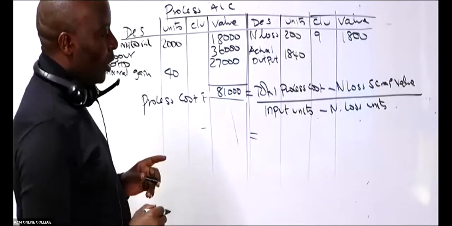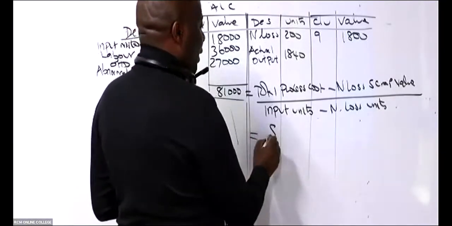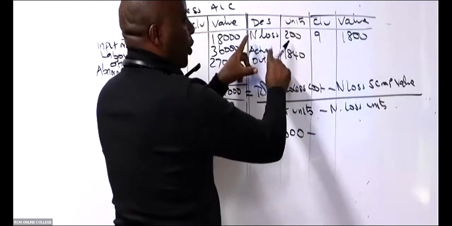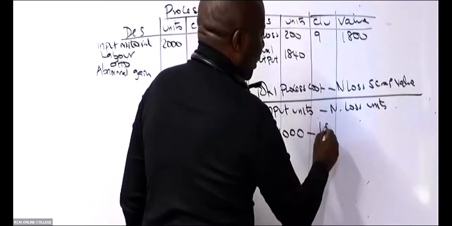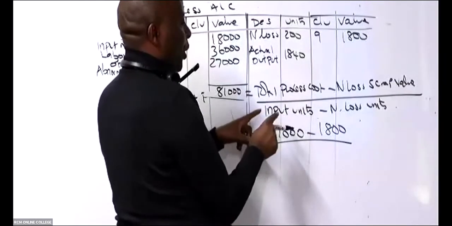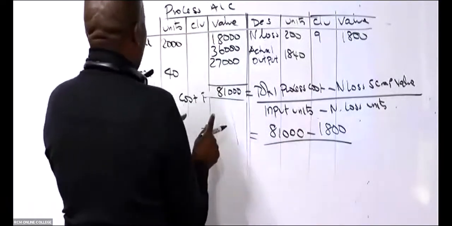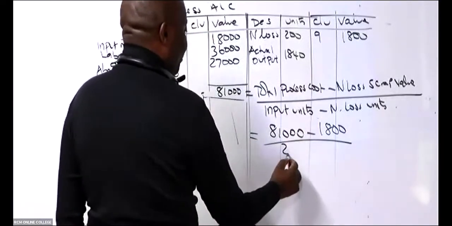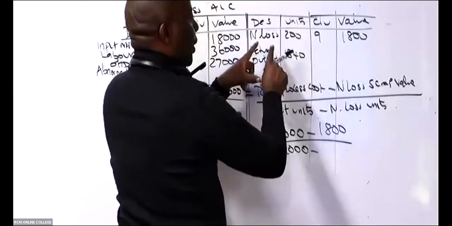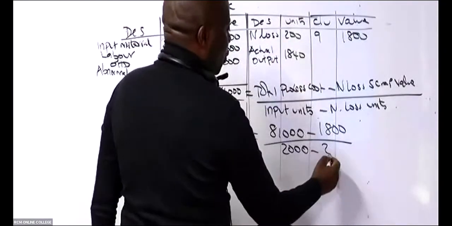Thank you so much. So then the total process cost will be 81,000 minus normal loss scrap value, 1,800, divided by input units. Input units, what do we have here? 2,000 minus normal loss units. Normal loss units, they are 200.